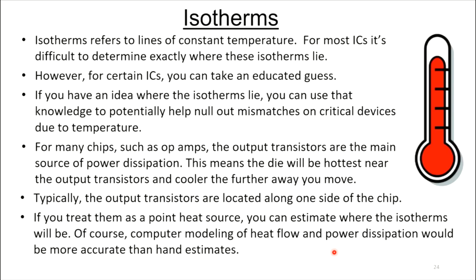The next topic I want to hit is isotherms. Isotherms refer to lines of constant temperature. For most integrated circuits, it's really difficult to determine exactly where isotherm lines lie. However, for certain ICs, you can take an educated guess. And if you have an idea where the isotherm lines lie, you can use this knowledge to potentially help null out mismatches on critical devices due to temperature.